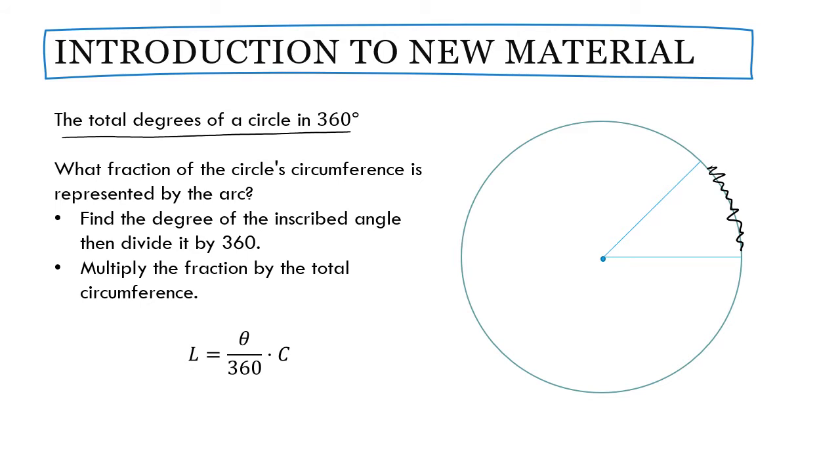Well, it's actually going to be the same fraction as this angle is out of 360. So if we find the degree of this inscribed angle, divide it out of 360, because 360 is a total, that'll give us a fraction. We multiply that fraction by the circumference, and that'll tell us what fraction this arc is of the whole thing. Here's the formula that we're going to use. Arc length equals theta, which is the angle, divided by 360 times the circumference.